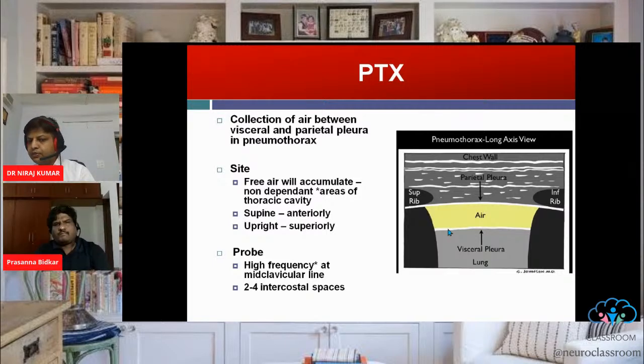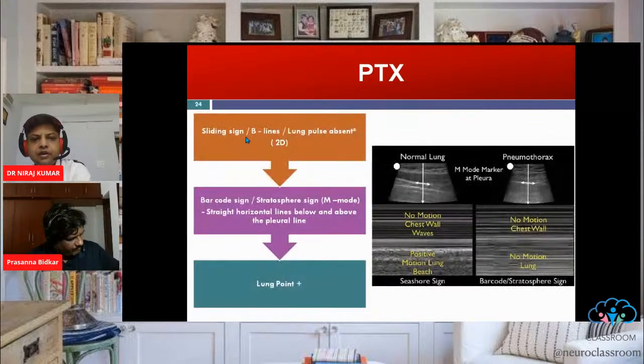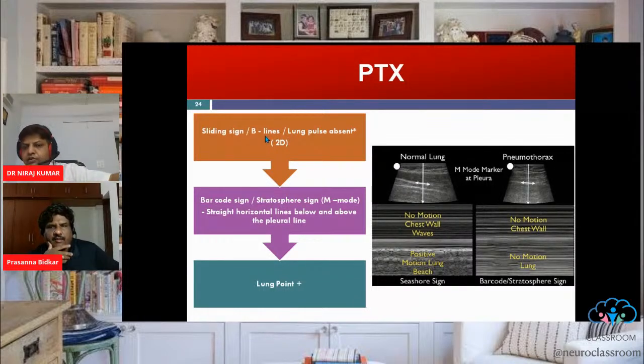And normally the B lines are produced by this visceral pleura, so B lines will also be absent. What you are getting in the ultrasound is only this picture. Anything beyond here you cannot obtain in the ultrasound image. Similarly, the lung pulse will also be absent because now the heart contraction cannot reach the parietal pleura and appear in the image. So sliding sign will be absent, B line will be absent, lung pulse will be absent. That is the first step. If you see the sliding sign, B lines, or lung pulse, any of the three, that means pneumothorax is ruled out.